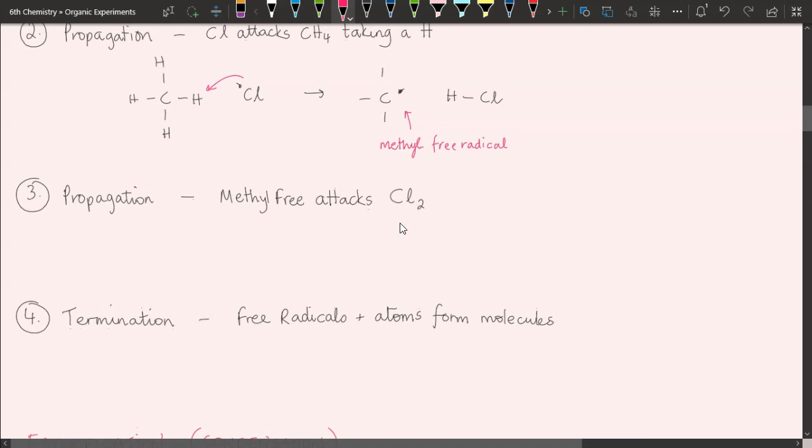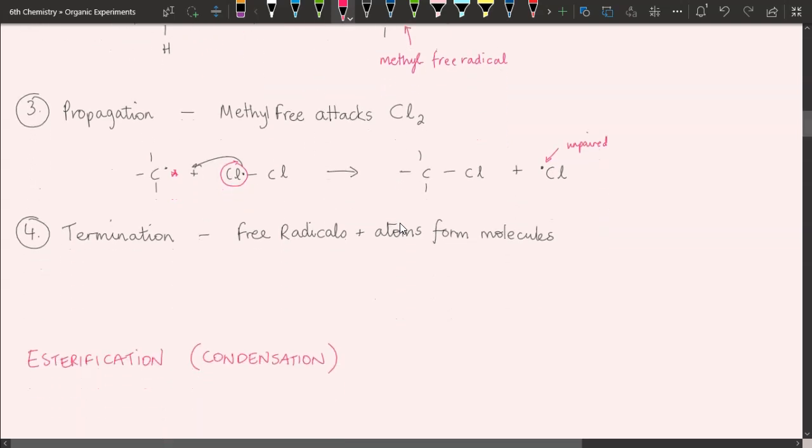The third step of propagation is the methyl free radical. In other words, the CH3 will attack chlorine, Cl2. So next we have our methyl free radical, like that. And then you have chlorine, and this electron here starts attacking the methyl free radical, and you end up producing chloromethane. So the chlorine joins on, and you're left with a Cl left over, because if this one joins on here, then you're just left with a chlorine that's unbonded. It's unpaired and unbonded.